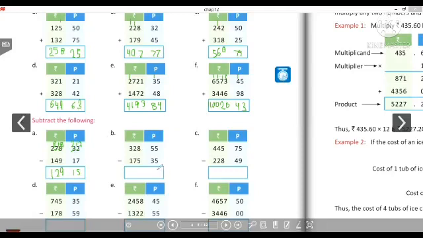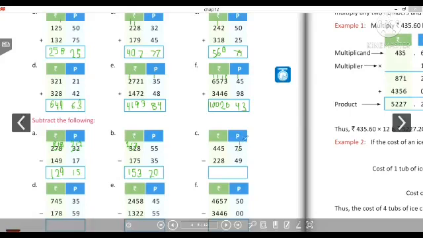Next. 5 minus 5 is 0. 5 minus 3 is 2. 8 minus 5 is 3. This will be 12. So 12 minus 7 is 5. And this is 2 minus 1 equals to 1. So 153 rupees 20 paise.